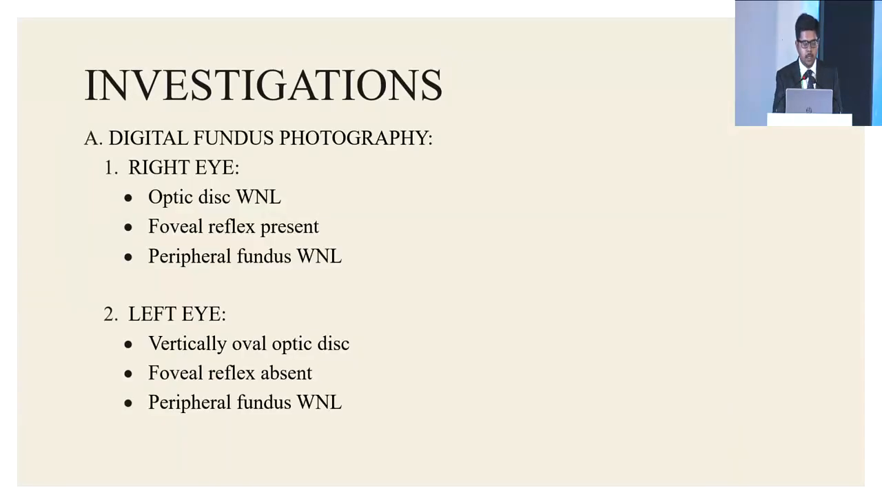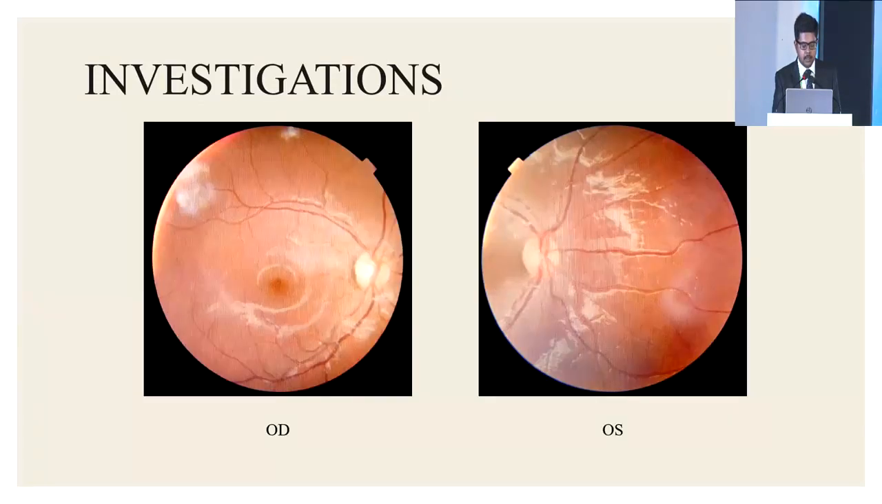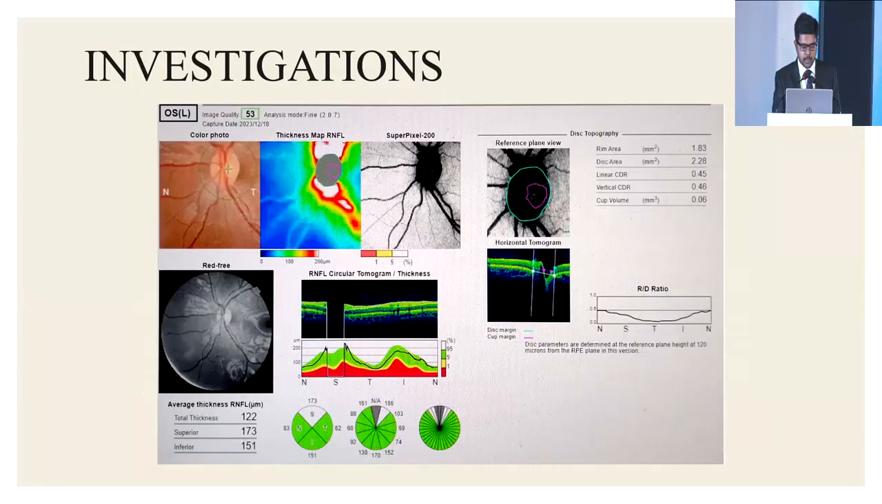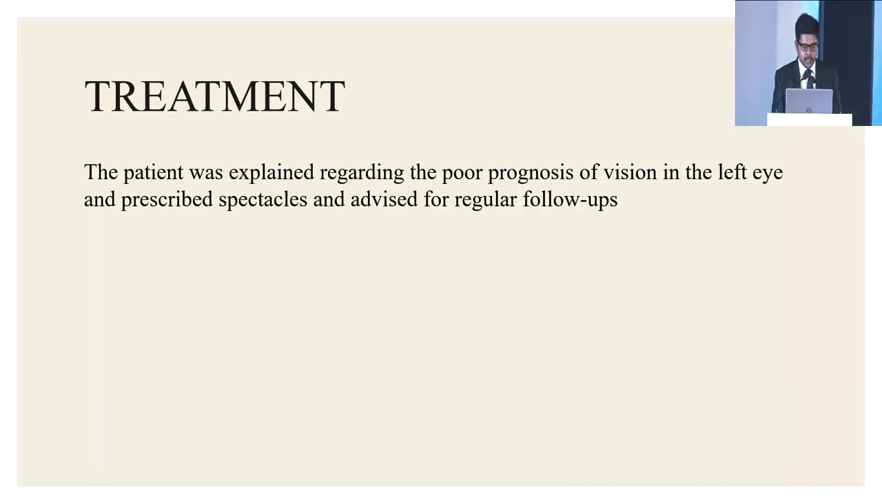Then we did a digital fundus photography in which the right eye showed optic disc within normal limits, the foveal reflex was present, and the peripheral fundus was within normal limits. In the left eye, there was a vertically oval optic disc, the foveal reflex was absent, and the peripheral fundus was within normal limit. This is the DFP picture showing the foveal reflex present in the right eye, which is absent in the left eye, thus indicating this is a case of foveal aplasia. Treatment: the patient was explained regarding the poor prognosis of vision in the left eye and was prescribed spectacles after refraction and was advised regular follow-ups.